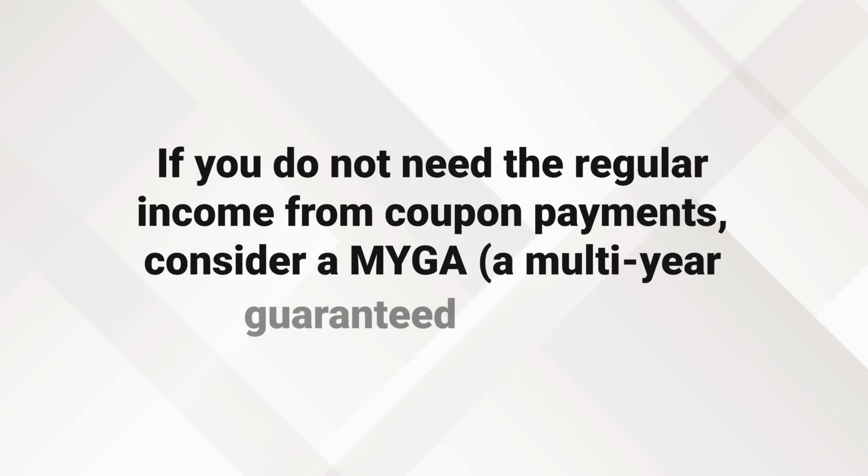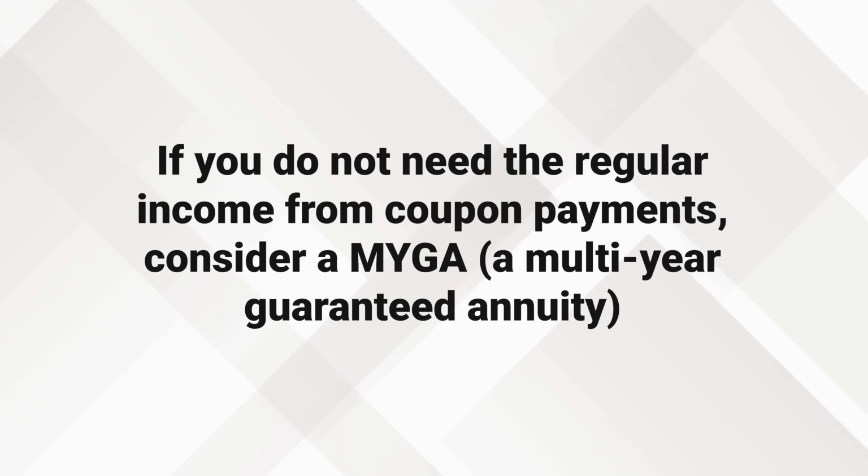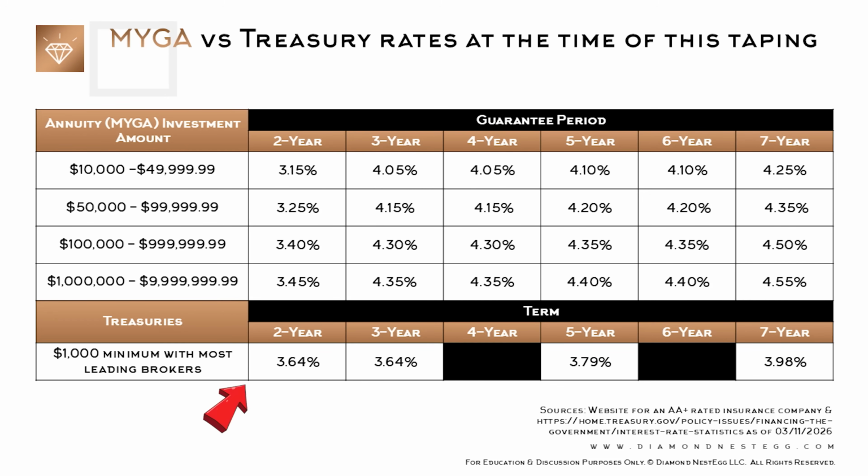First, if you do not need the regular income from coupon payments, consider a MYGA, a multi-year guaranteed annuity. So, if we look at this MYGA versus Treasury rates table, at the time of this taping, the MYGA rates beat the Treasury rates for all maturities 3 years and higher.